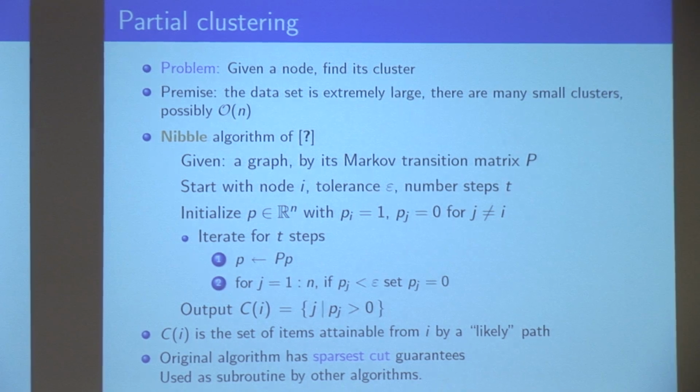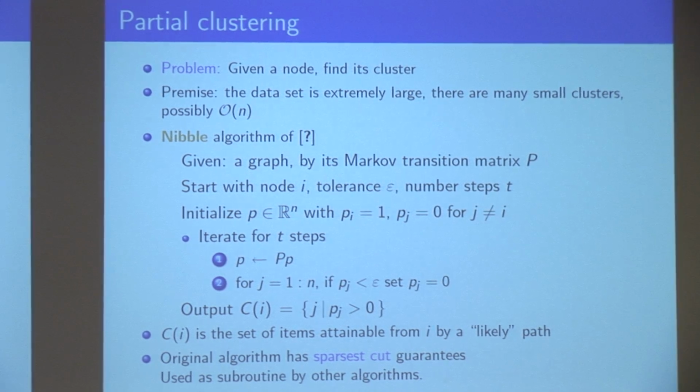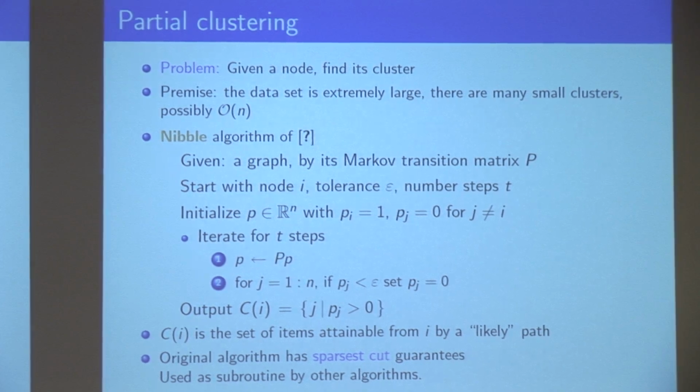OK, but it's not doing quite that. It says at every step, if I find that I can get somewhere only with low probability, below epsilon, I delete that path at all. So every path that at some point has low probability is deleted. It's truncated. And I propagate for t steps. And then I output all the nodes that I can reach. So these are nodes that can be reached with reasonable probability.